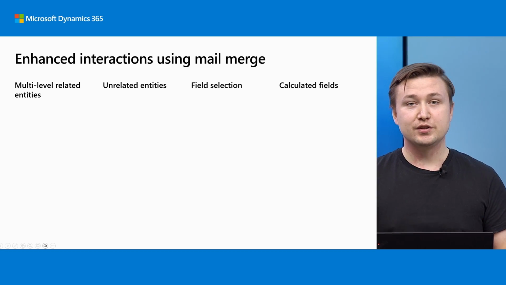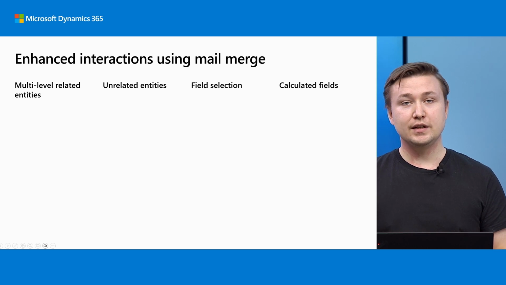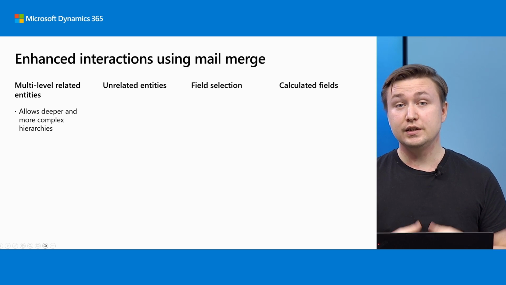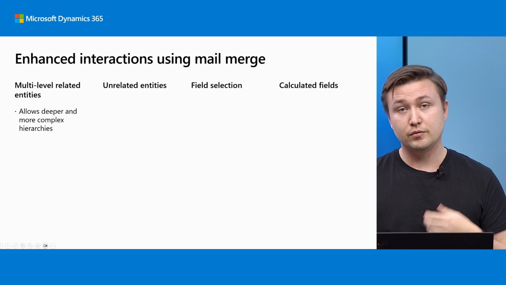So to sum it up, how we enhance interactions using mail merge. Well, first of all, we added multi-level related entities, which will allow you to create deeper and more complex hierarchies of relations.